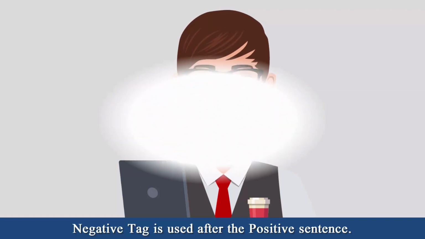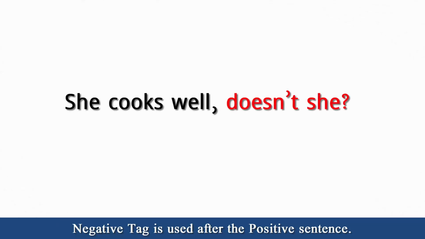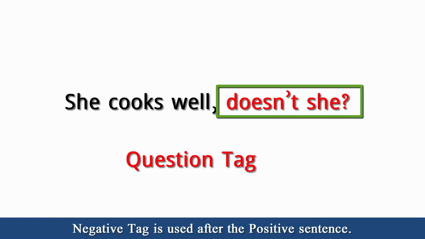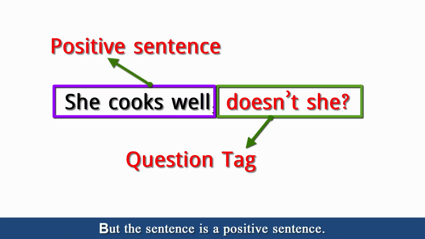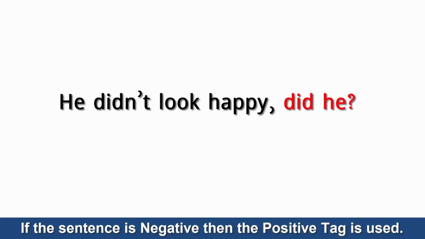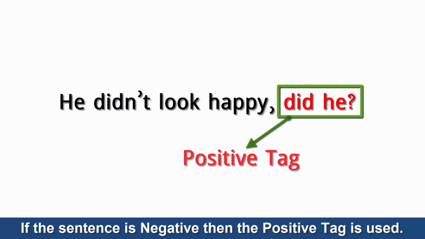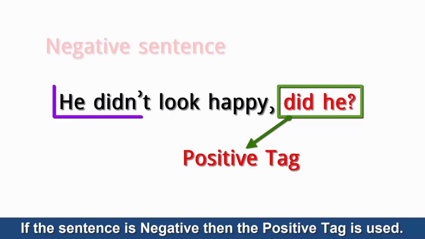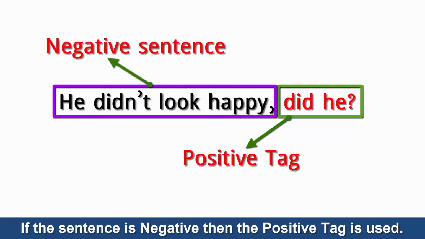For example, she cooks well, doesn't she? Here doesn't she is a question tag and this is a negative tag, but the sentence is a positive sentence. If the sentence is negative, then the positive tag is used. As, he didn't look happy, did he? Here the positive question tag is used because the sentence is negative. This you have to remember all the time.